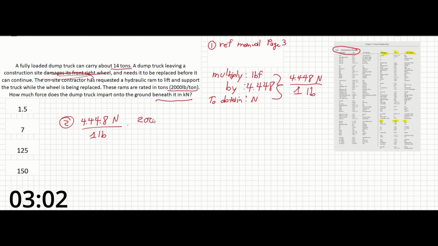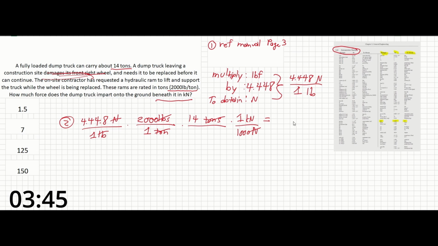So step 2 for us, or step 1 if you prefer to think of it that way, is going to be 4.448 newtons per pound times 2,000 pounds per 1 ton, times 14 tons for the truck, times 1 kilonewton over 1,000 newtons. Before we finish solving, we can check to make sure that all of our units cancel out. So pounds go away, tons go away, and newtons go away. And we are left with kilonewtons.